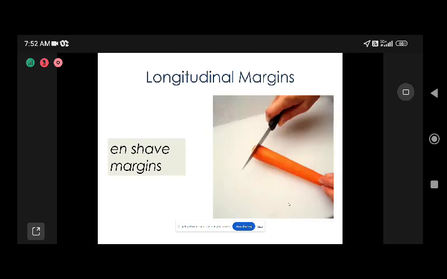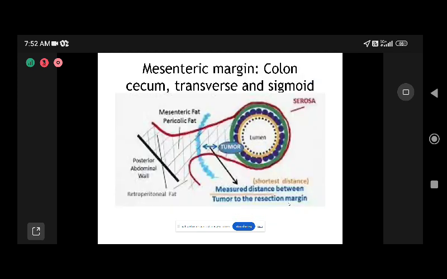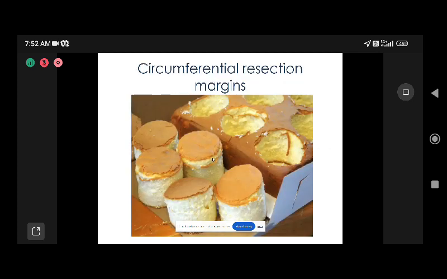So longitudinal margins are just en face margins from the cut ends. These are sampled and evaluated. For mesocolon, we have the mesenteric margins where the mesocolon is cut. This is inked, and then the distance is measured between the tumor and the mesenteric margin. This is for transverse colon and sigmoid colon. And for the non-peritonealized, we have the circumferential resection margin, which is the bare area which has been cut out from the patient.